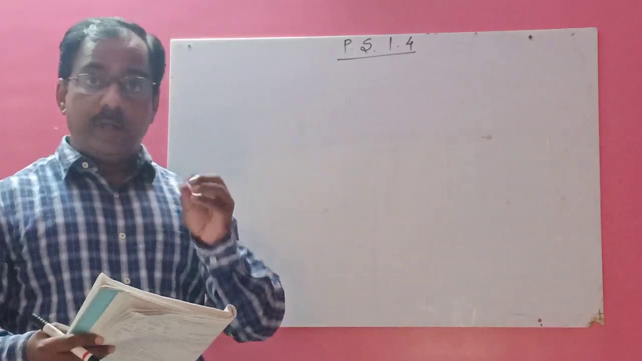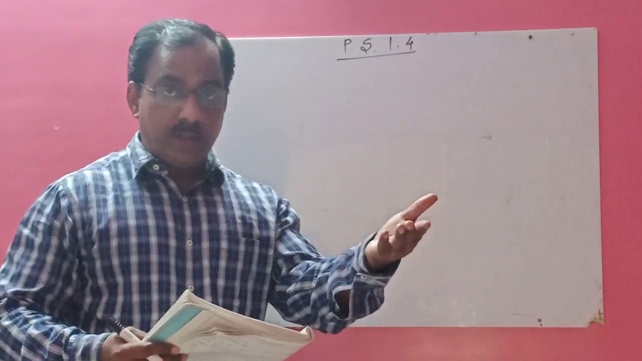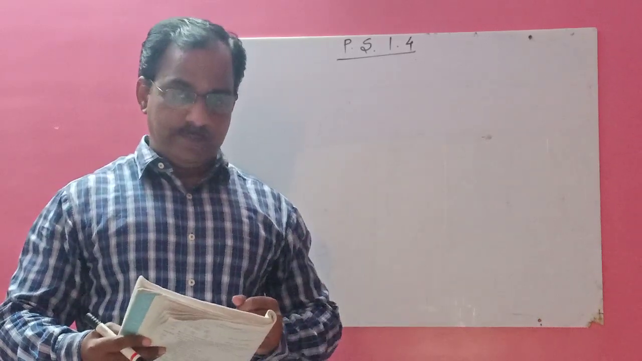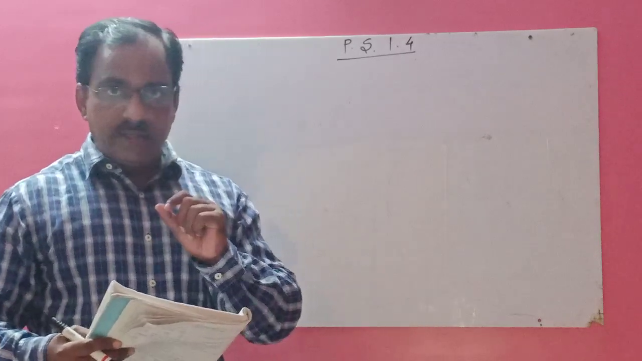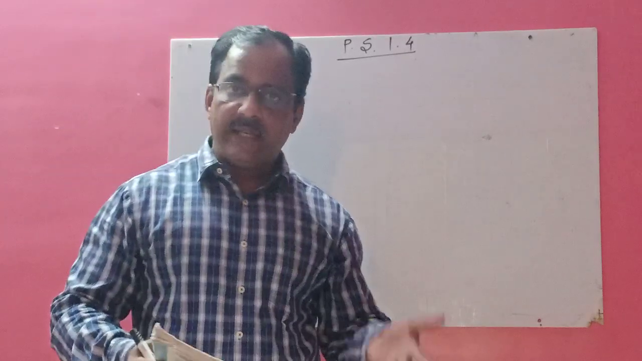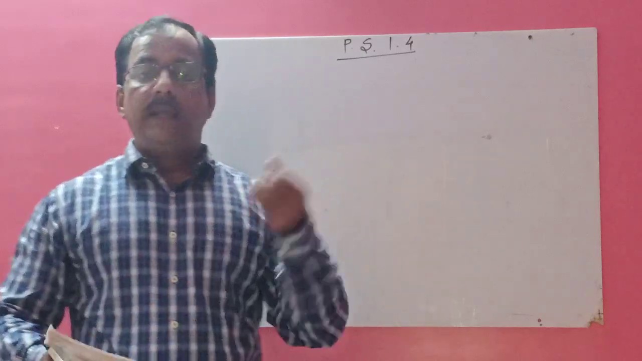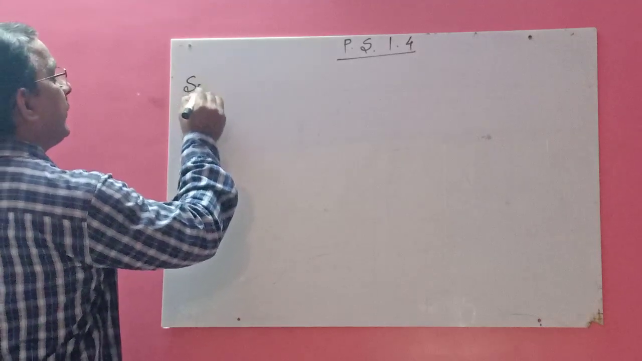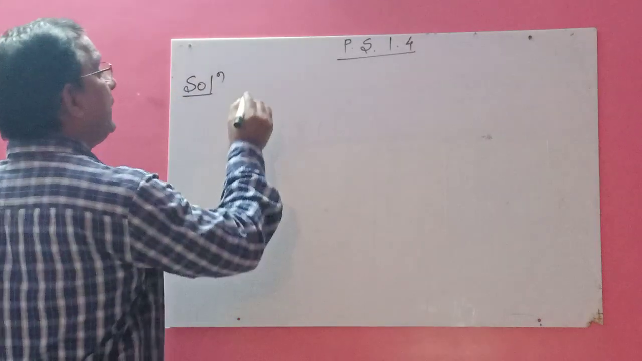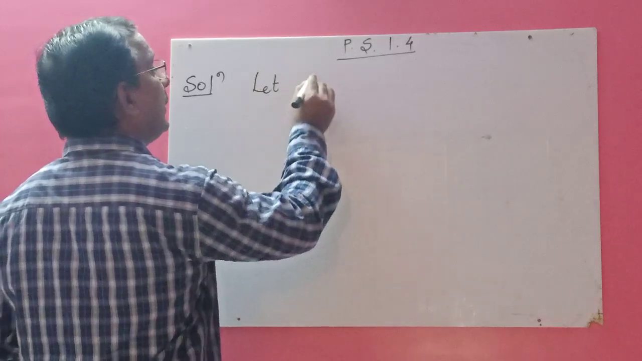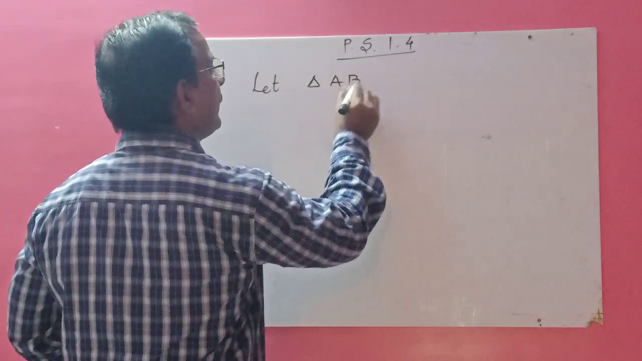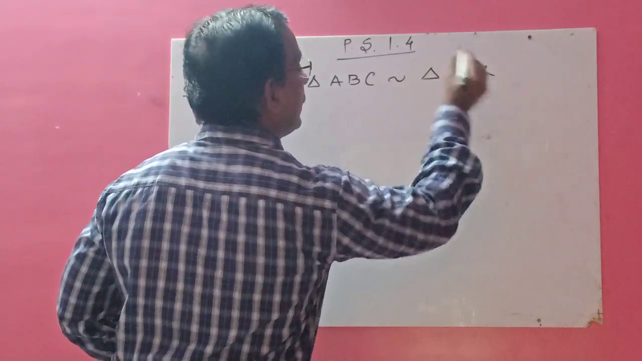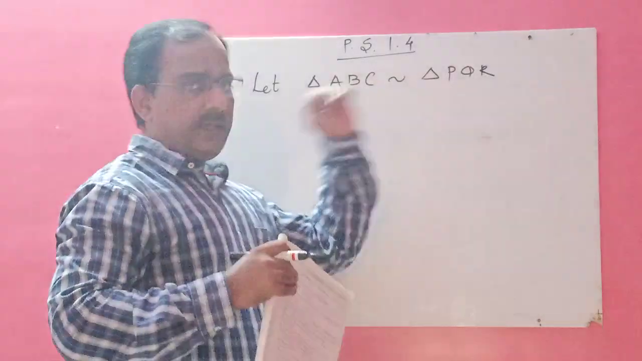The ratio of corresponding sides is given, children, and we have to find the ratio of areas of those two similar triangles. The names are not given, so you should take any two triangles from your side: ABC, PQR, LMN, XYZ. So see, the solution is, let triangle ABC be similar to triangle PQR. These two triangles are similar.